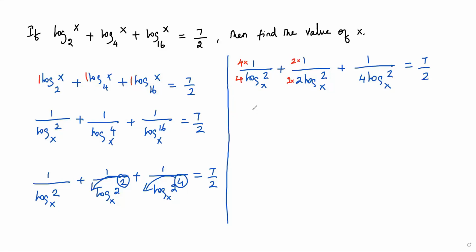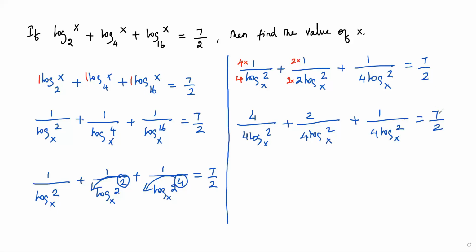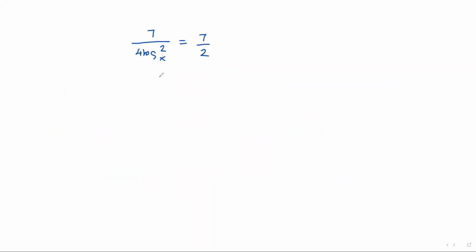When I do so, I get 4 over 4 log 2 to the base x. The second fraction, I get 2 over 4 log 2 to the base x. Then the third fraction is written as it is: 1 over 4 log 2 to the base x, equal to 7 over 2. Okay, I get the same denominator for all 3 fractions. So I can take the denominator once and add the numerators. I get 4 plus 2 plus 1 over 4 times log 2 to the base x is equal to 7 over 2. The resulting equation is 7 over 4 times log 2 to the base x is equal to 7 over 2.